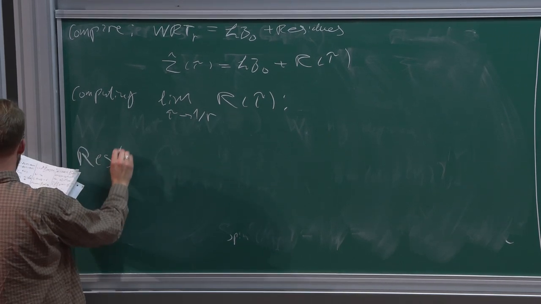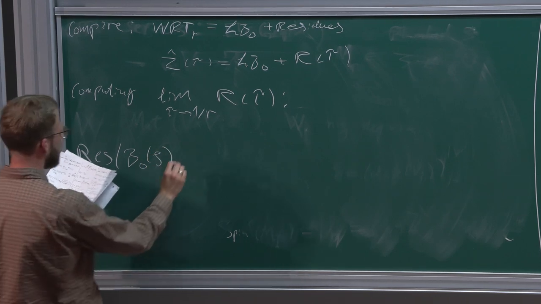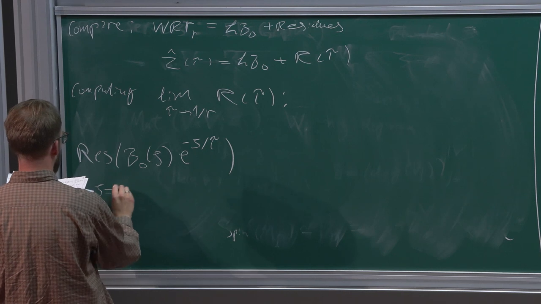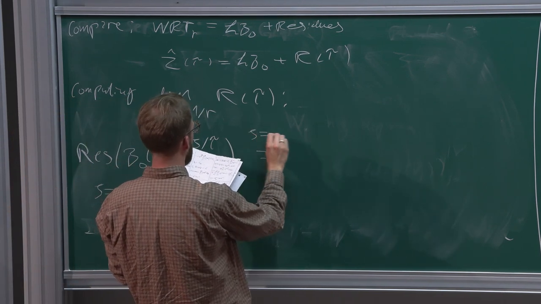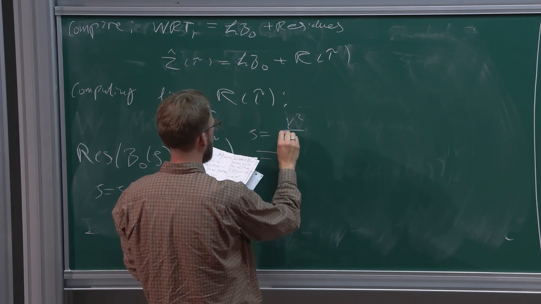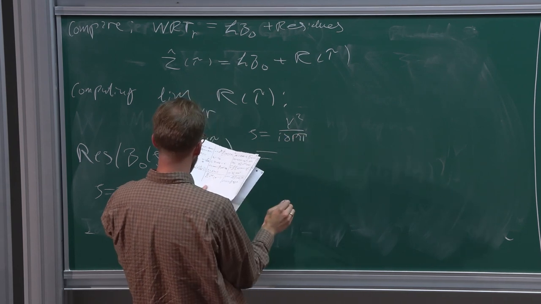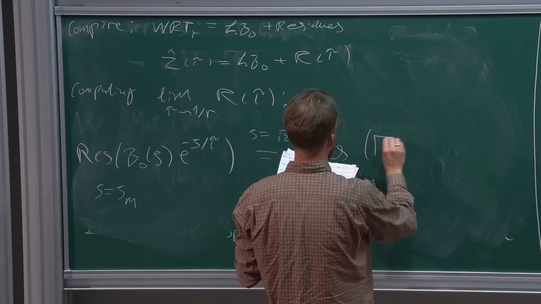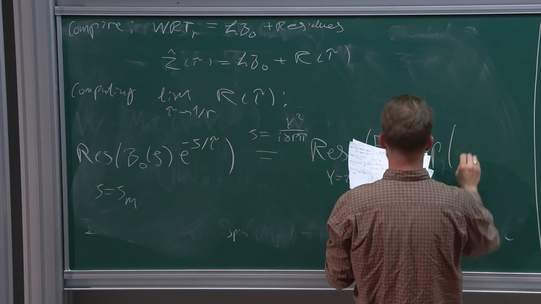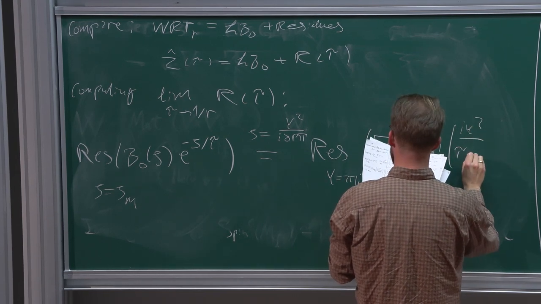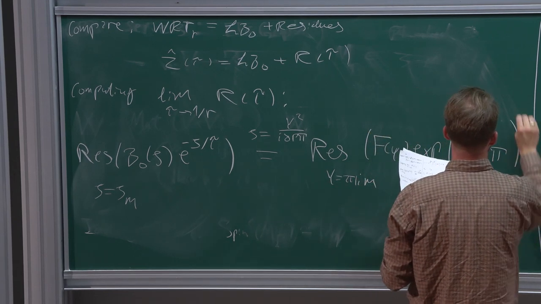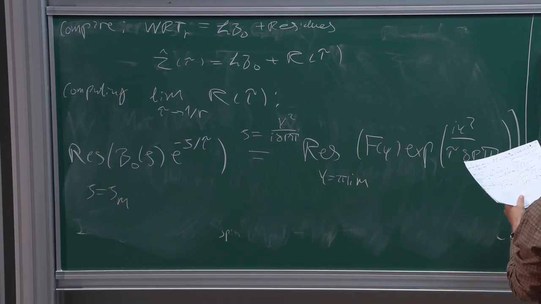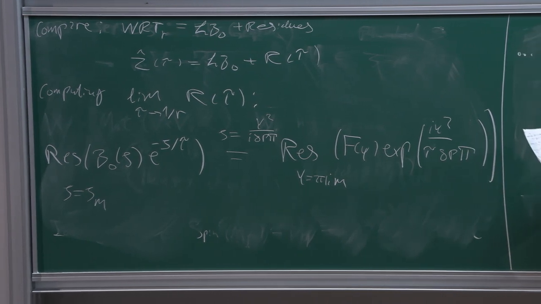So by a change of variables in e to the minus theta over tau at theta_m, taking theta to be y squared over 8 P pi i, you get that this is the residue at y equal to 2 pi i m of f of y times the exponential of i y squared over tau 8 P pi. Okay, and then one computes this residue explicitly and gets a function which looks as follows.